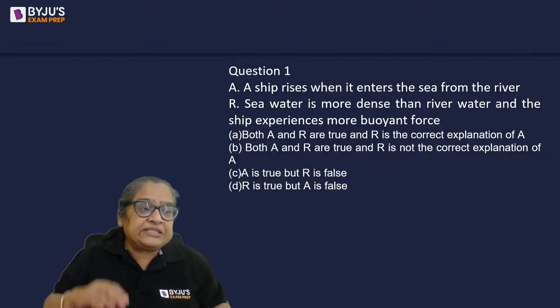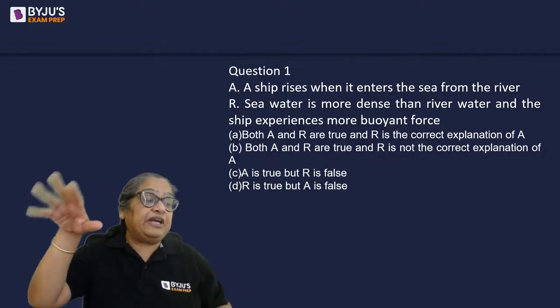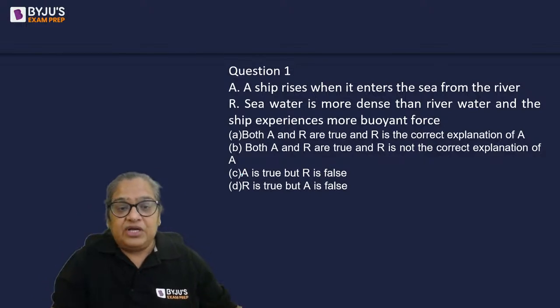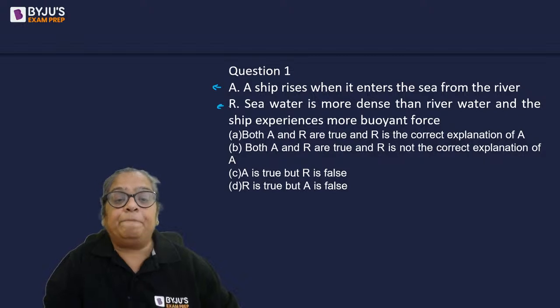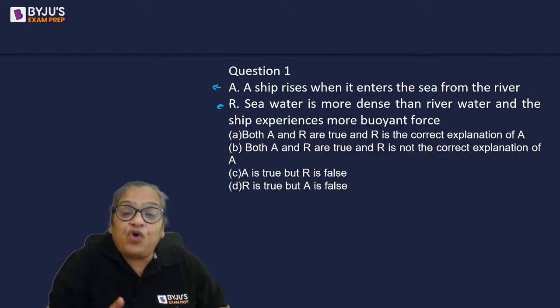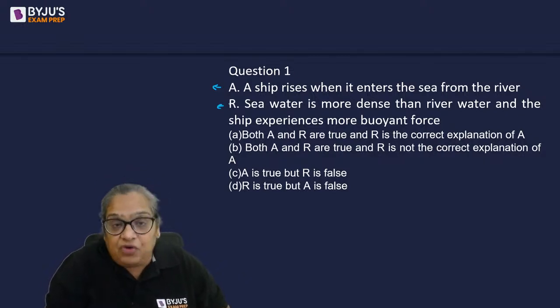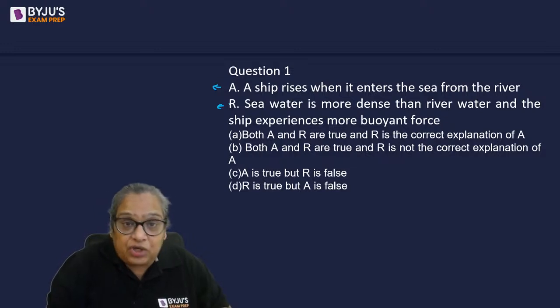This statement says the ship rises when it enters the sea from the river. Is this true or not? You have to determine. Second, R says sea water is more dense than river water. It is denser than river water because it has salt in it, and the ship experiences more buoyant force.